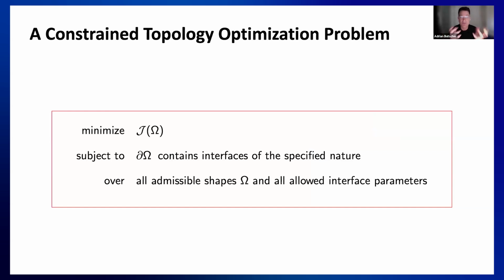This leads us to a mathematical formulation of the problem we'd like to solve, which is to minimize some objective function, which depends on the specific shape omega, subject to a constraint, which is that the boundary of omega contains interfaces of the specified nature. And we would like to minimize that performance function over all possible shapes and all possible allowed interface parameters. So I stress that it's a joint optimization here.